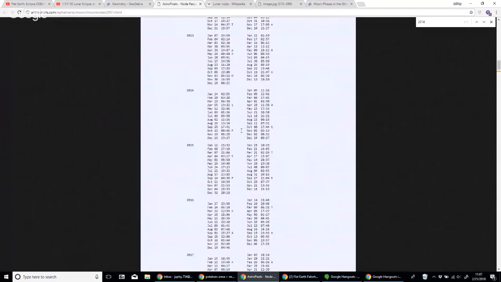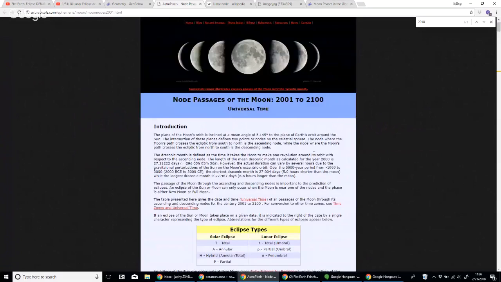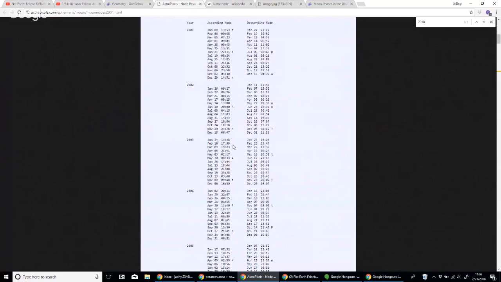So I go down to 2018, January 31st. January 31st, the moon went through its ascending node. And the T here represents that there was a total lunar eclipse at that time. Okay.